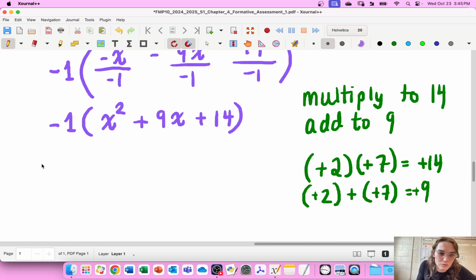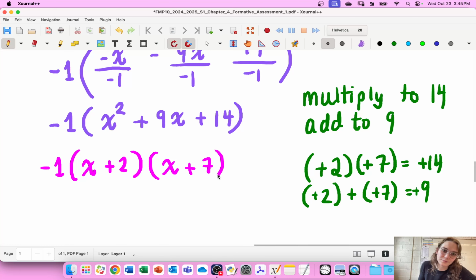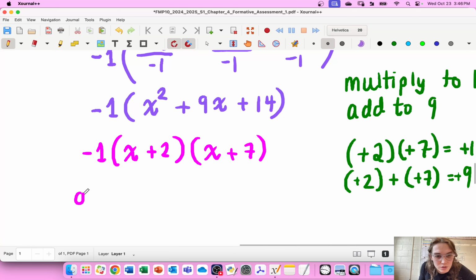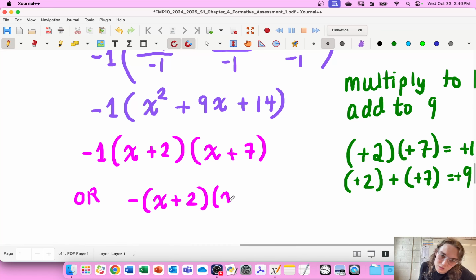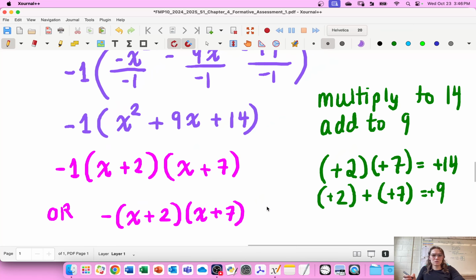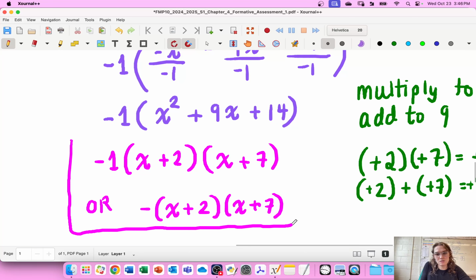And x plus 2, x plus 7. It can be a -1 there, or you can just write it as that kind of thing, because effectively it's the same thing. So there we go. That's that.